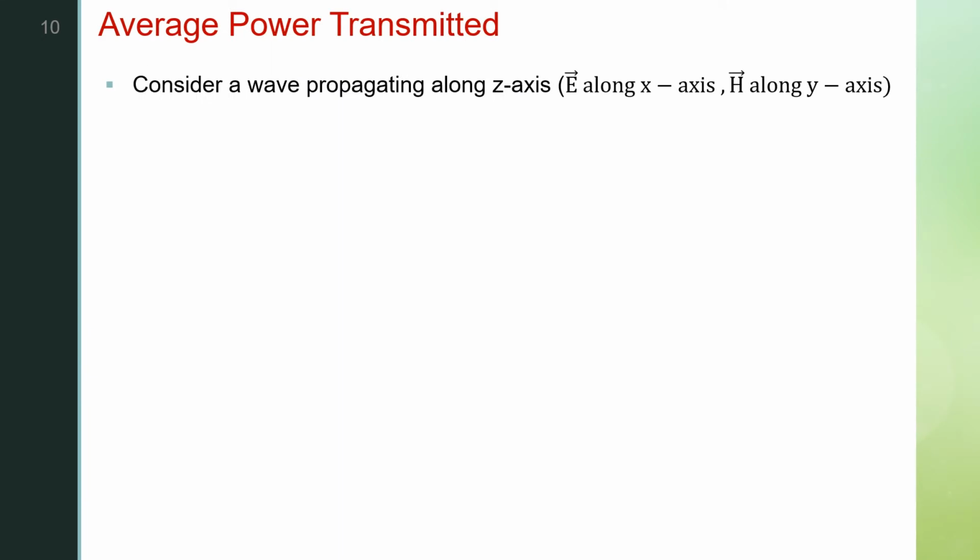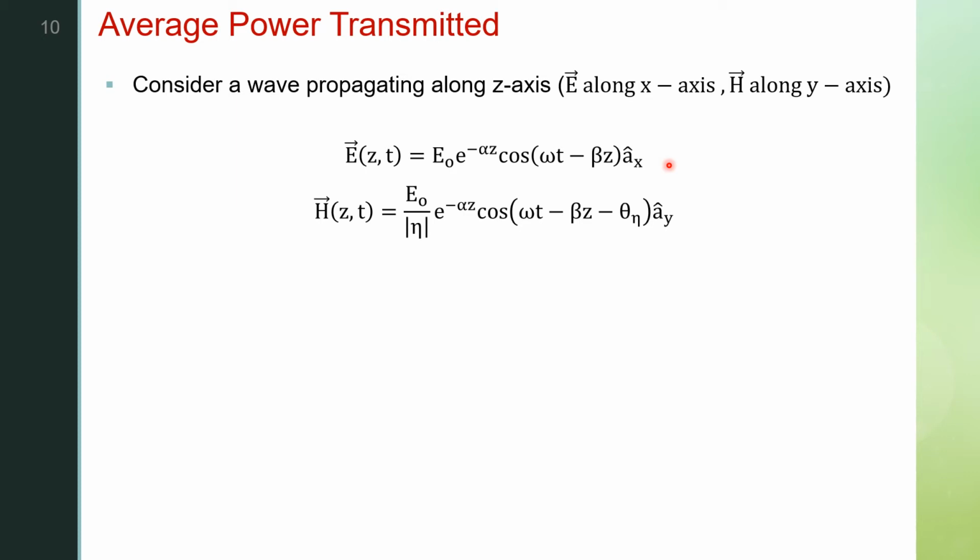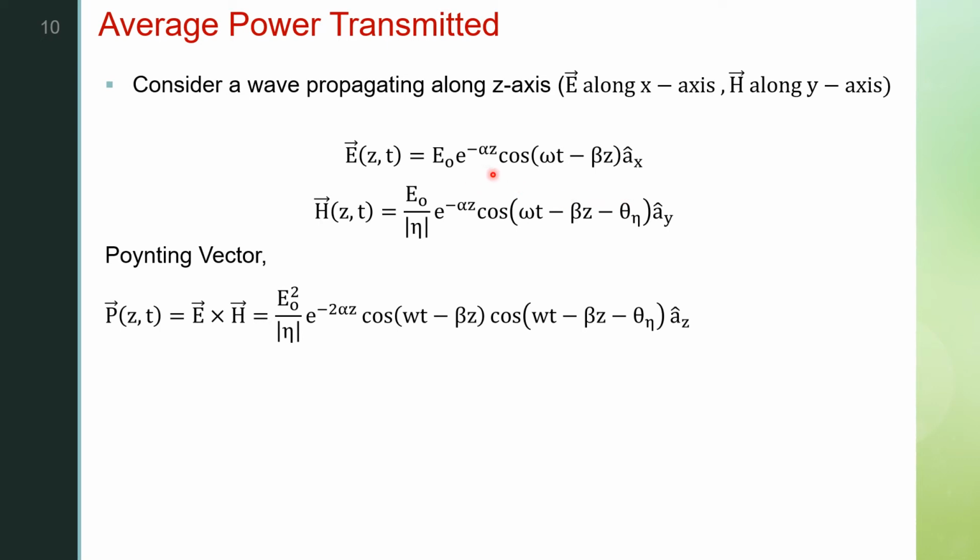Now let's consider a wave propagating along the z axis, with electric field along the x-axis and magnetic field along the y-axis. From the basics of electromagnetic wave propagation in different media, we know the electric field vector is mathematically represented as E(z,t) is equal to E0 e raised to minus alpha z cos(omega t minus beta z) ax cap, and the magnetic field is given by H(z,t) is equal to E0 by eta e raised to minus alpha z cos(omega t minus beta z minus theta eta) ay cap. Here alpha is the attenuation constant, beta is the phase constant, eta is the intrinsic impedance, and theta eta is the angle of intrinsic impedance.